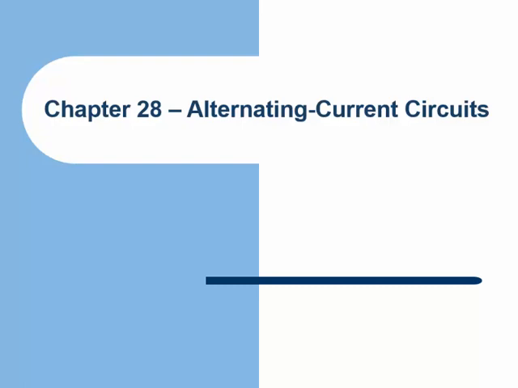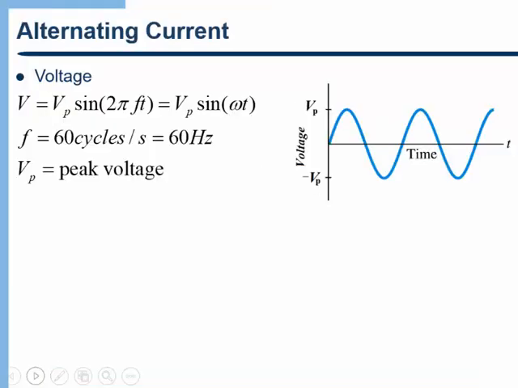We're going to end the course today by hitting on some topics from Chapter 28 on alternating current circuits and Chapter 29 on Maxwell's equations. So first, let's talk about alternating current.